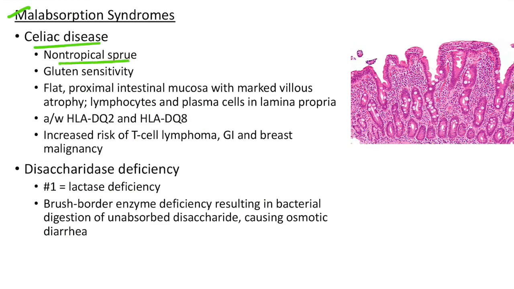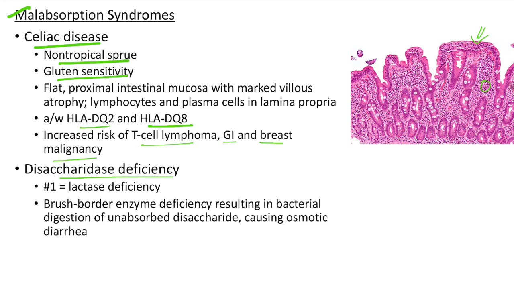It is also known as non-tropical sprue. In this case, there is gluten sensitivity. Histopathology shows flat proximal intestinal mucosa with marked villus atrophy, as you can see in this picture. There are also lymphocytes and plasma cells in lamina propria, as you can see here. Celiac disease is associated with HLA-DQ2 and HLA-DQ8. It is also associated with an increased risk of T-cell lymphoma, gastrointestinal, and breast malignancy.